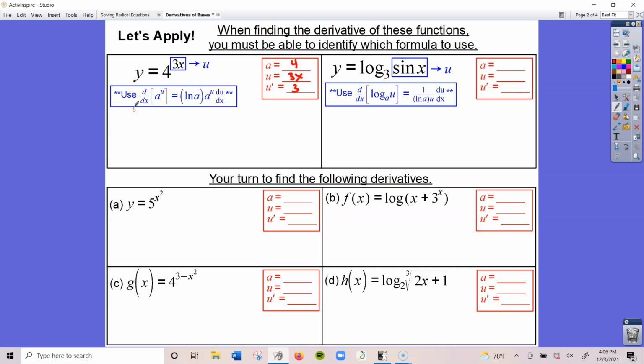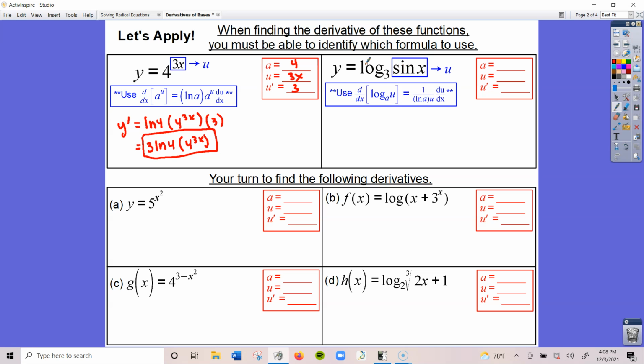So the derivative of this function would be y prime is equal to the ln of the base times the exponential exactly as it is, so 4 raised to the 3x, times u prime, which is 3. This would be my answer. And just to write this a little bit neater, we can move the coefficient to the front, since normally coefficients are written at the front. So 3 ln of 4 times 4 raised to the 3x. And this would be my derivative.